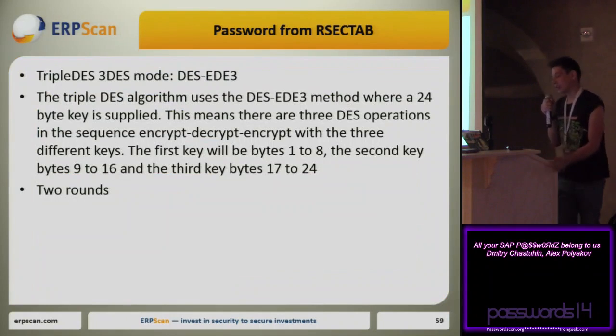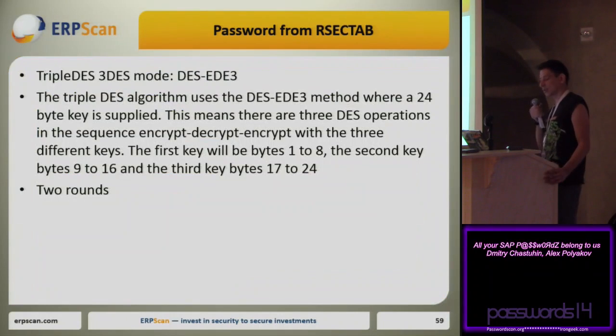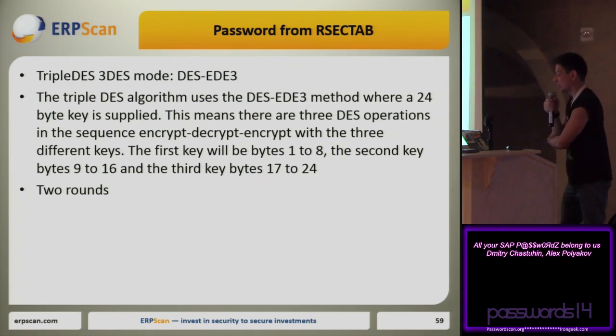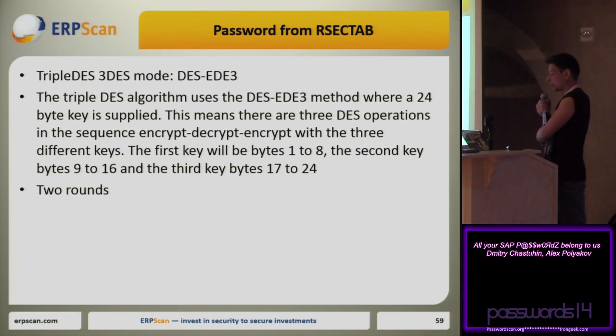For encryption, the triple DES algorithm uses the DES ede3 method, and a 24-byte key is supplied. This means there are 3 DES operations in the sequence: encrypt, decrypt, encrypt with 3 different keys. The first key will be bytes 1 to 8, the second key bytes 9 to 16, and the third bytes 17 to 24, and there are 2 rounds of encryption.